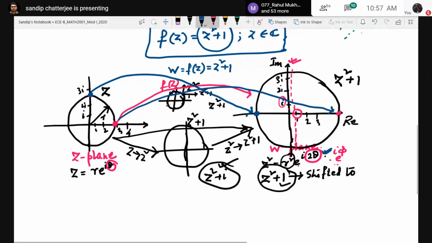Now, if I consider another point, say this particular point, can you tell me under this mapping or function where this point will move? What is the argument here? The argument here is pi. So what will happen? The argument will get doubled. Minus pi, 2 pi is 0. Here the value of theta is equal to pi.